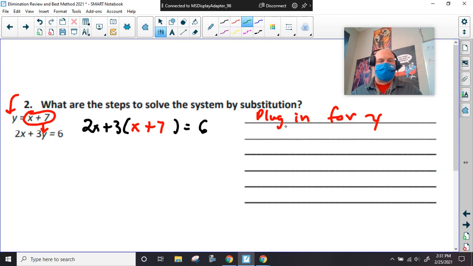So our next step is we're going to distribute, because there's parentheses. So 2x, we don't do anything with that. 3 times x is 3x. 3 times 7 is 21. And then 6 kind of tags along.